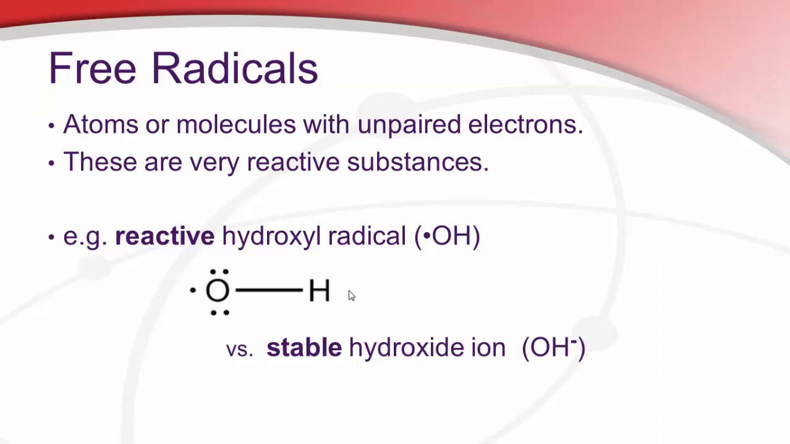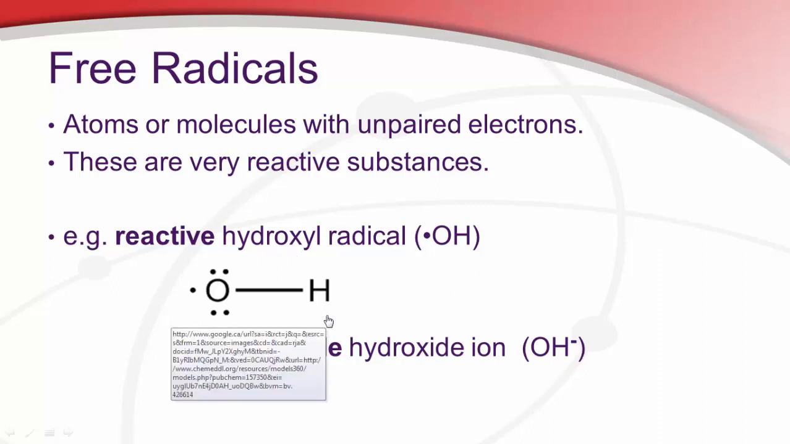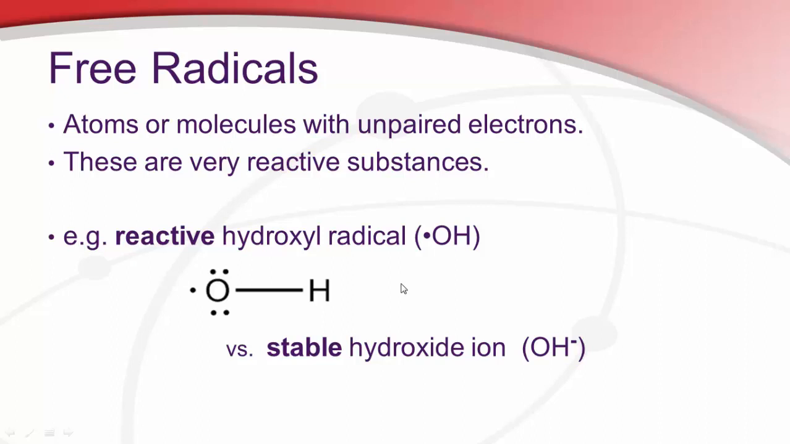It's important that you understand the difference between this hydroxyl radical here, which is neutral and extremely reactive, versus a stable hydroxide ion that we've seen many times before associated with bases. It has a negative charge and does not have any unpaired electrons. You can see that there's a pair associated with the bond between the oxygen and the hydrogen, 3 paired electrons, so 3 electron pairs as well. We would generally represent that in this manner.